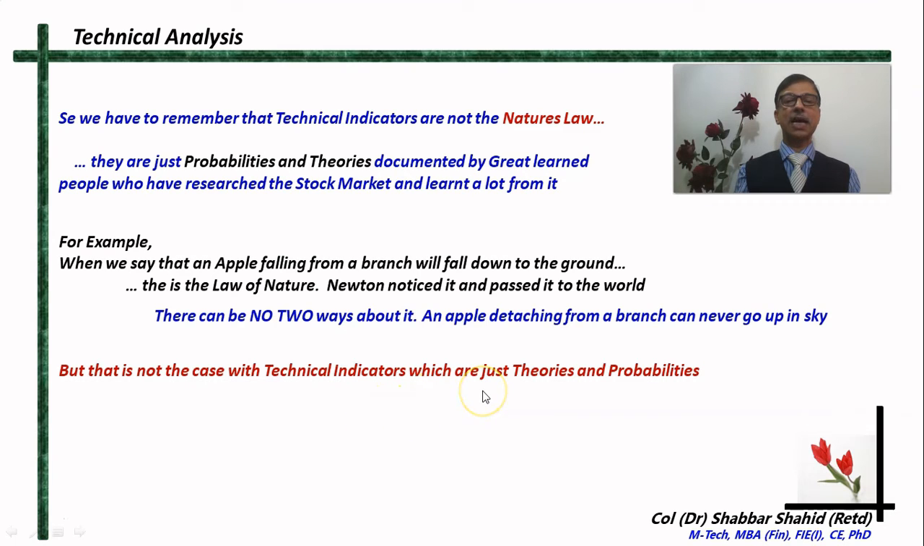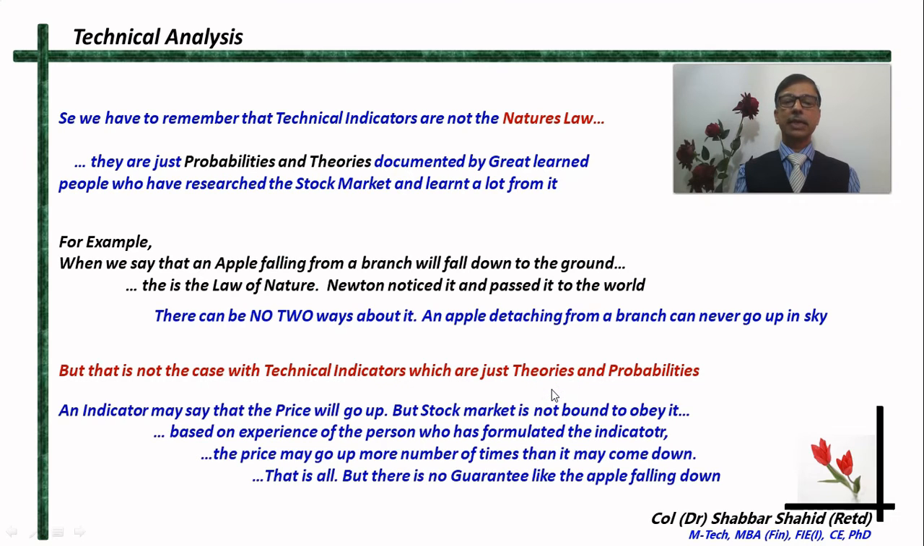These technical indicators are just theories and possibilities documented by learned people. They are not the law of nature. You see, a technical indicator may say that the price will go up, but the stock market is not bound to obey that. This indication that the price will go up is only based on the experience of the person who has formulated that indicator, based on his research and study, and he has given it to the world to follow. All right. Based on his or her study, the price may go up more number of times than it may come down.